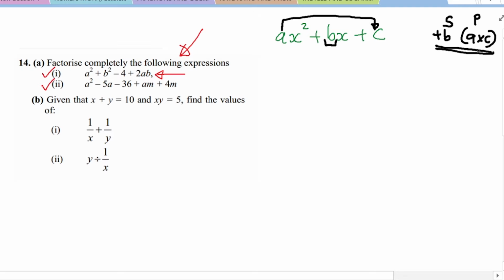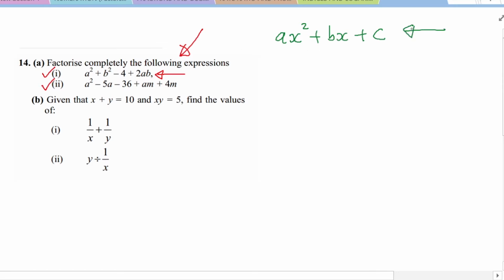Actually, I'm going to put a link in the description below where I talk about quadratic expressions in detail. That is where I get to explain some of these things. Let me just go straight to answering the question. So here we have a squared plus b squared minus 4 plus 2ab. Factorize this. So again, this is the general form of the quadratic expression.